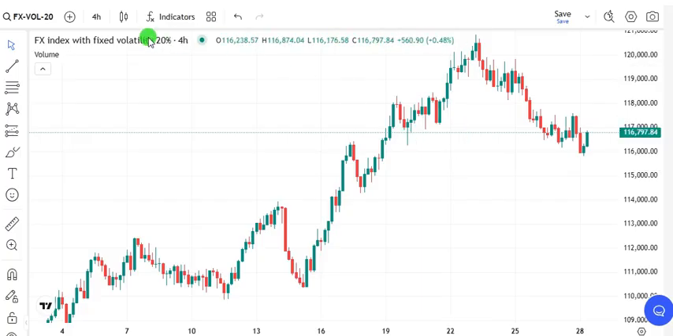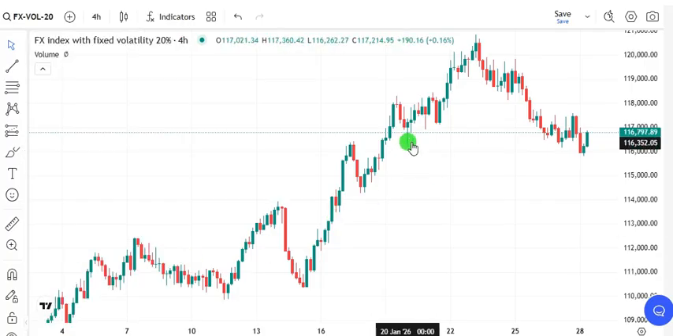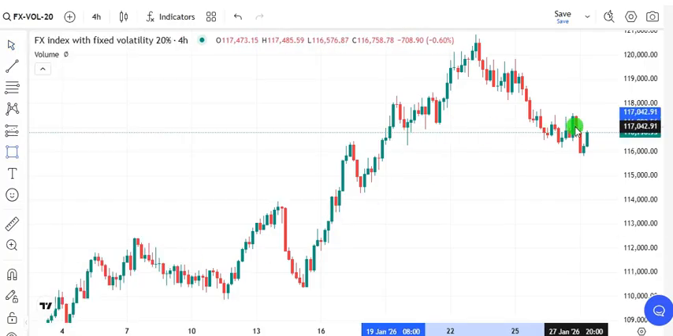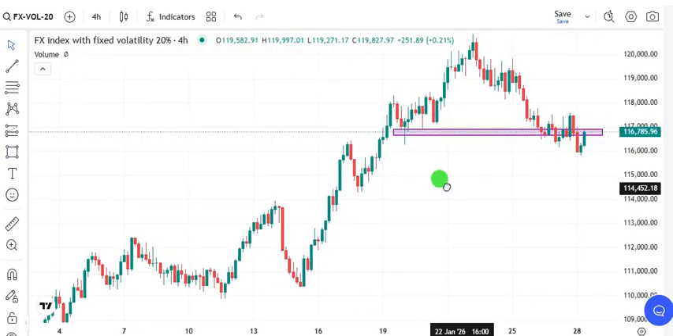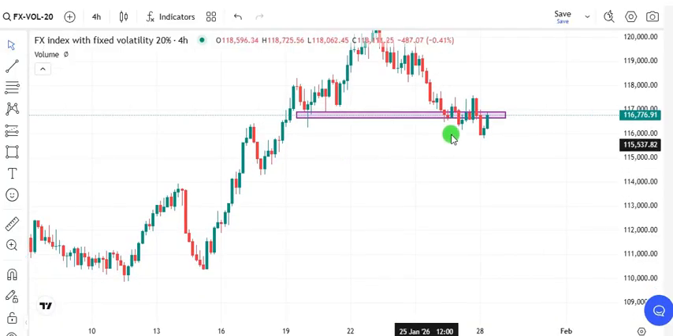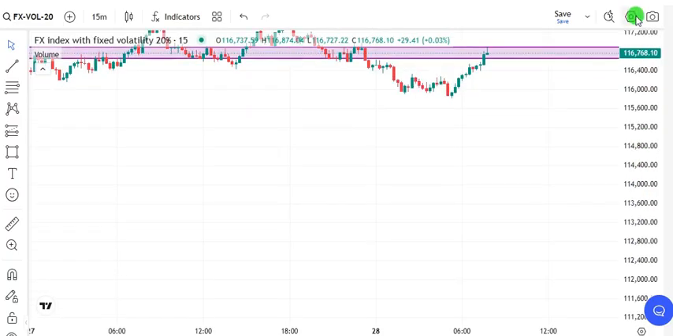Alright, marking the structures. Alright, here's our previous level where we marked. Now, the market is currently giving us a change of structure on the bearish side. Remember, we always look forward to going along with the current change of structure as day traders.